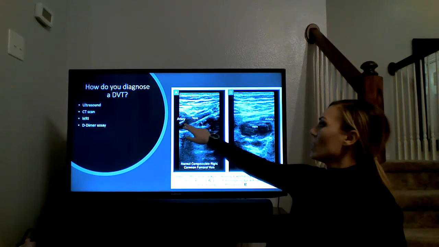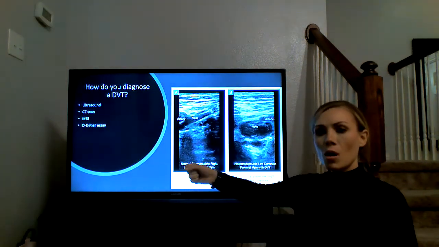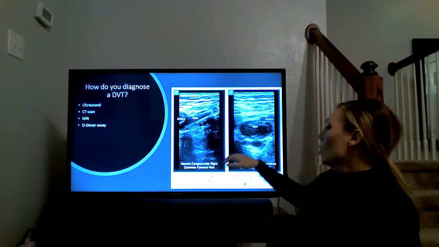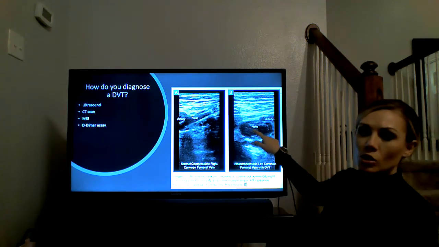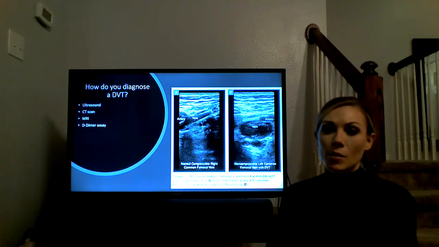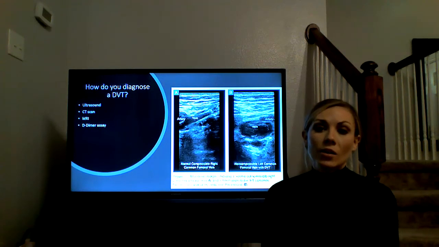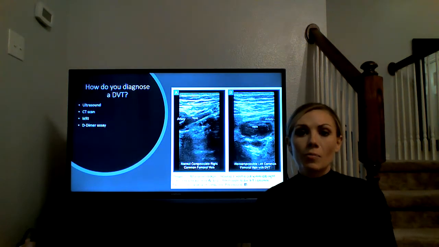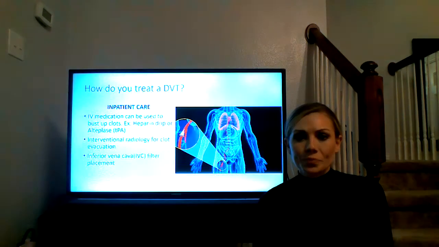This is what normal vessels do. Whenever you put the probe on it and you push down, they're collapsible. When a clot is present, you'll see this little smush and you're not able to collapse that vessel. You can also do a blood test at the bedside called a D-dimer, and that level is elevated when there's a prominent clot present in the body.